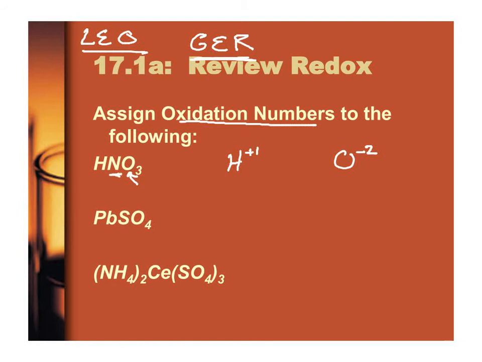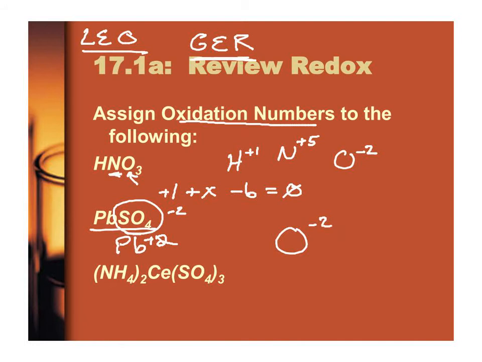And then that makes the nitrogen, you have to do algebra. You should say +1 plus X -6. And since there's no charge for nitric acid, we'd say that adds up to 0. So X looks like it has to be, the nitrogen has an oxidation number of +5. For the lead sulfate, sulfate has a charge of -2. So the lead is +2.